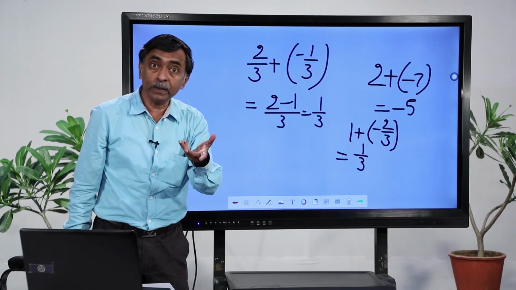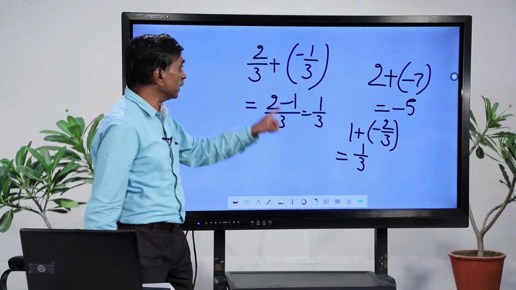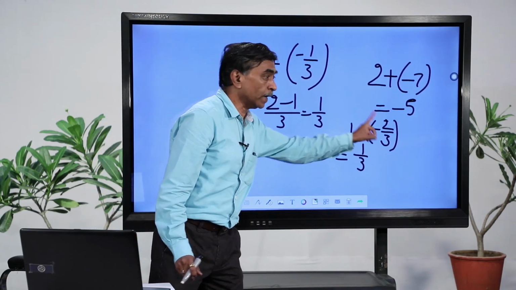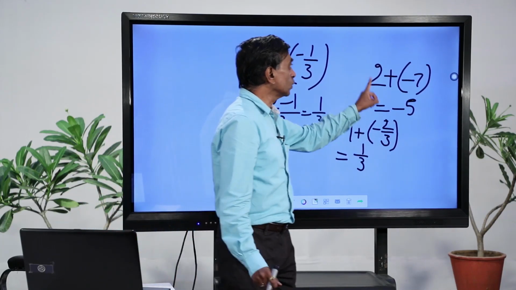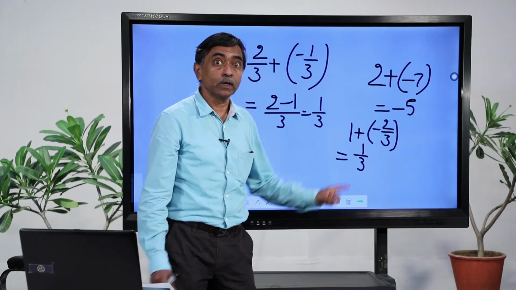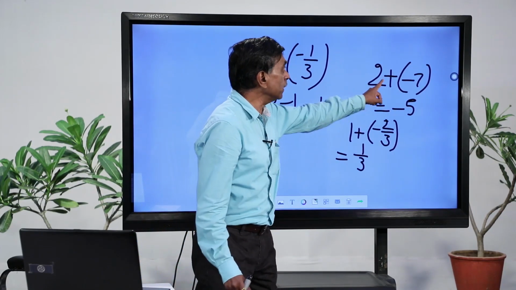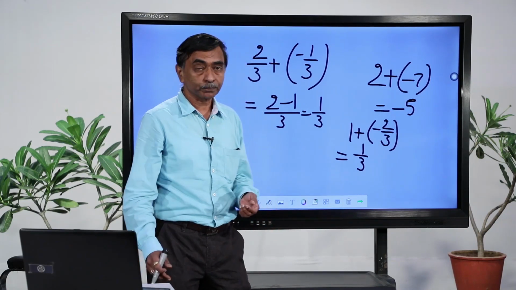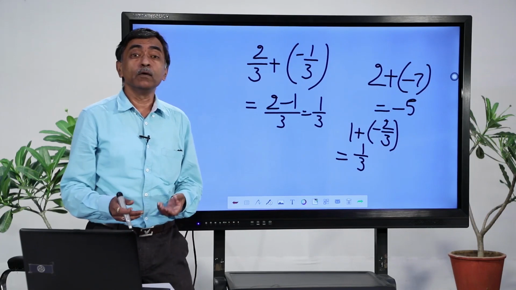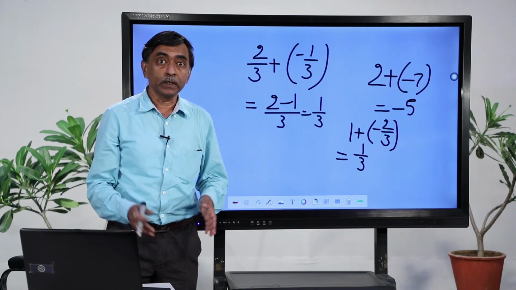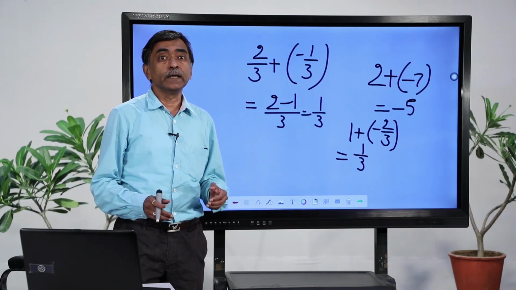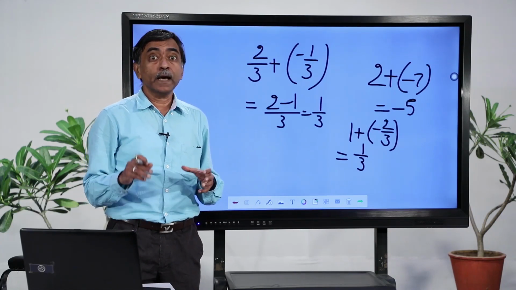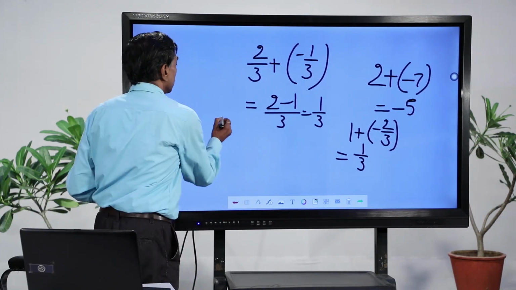Which two types of numbers are being operated? 2 by 3 and minus 1 by 3, rational numbers. 1 and minus 2 by 3, rational numbers. 2 and minus 7, rational numbers. What is the operation between them? Addition. Every time after operating, you again get a number which is not going out of that box, the box that I have shown you here, and so we can say that they are closed under this particular operation.